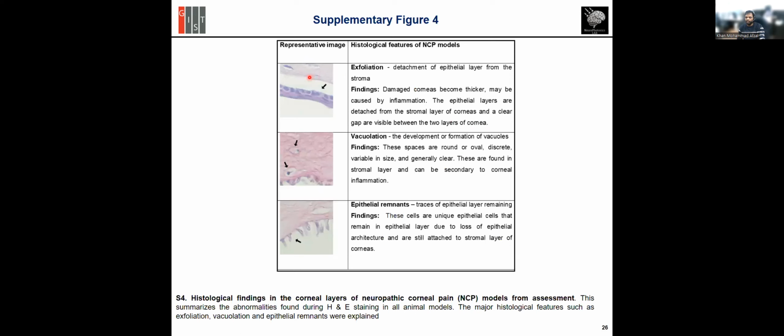And fourth, I covered the histological changes I found in the cornea. I showed the exfoliation in the pull nerve model, which is a kind of detachment, and explained how the damaged cornea becomes thicker. There's also vacuolation, the remnants of vacuoles, which I found in the full transection model, and also the loss of epithelium, which I named epithelial remnants, the traces of epithelium. These are the histological changes I found.